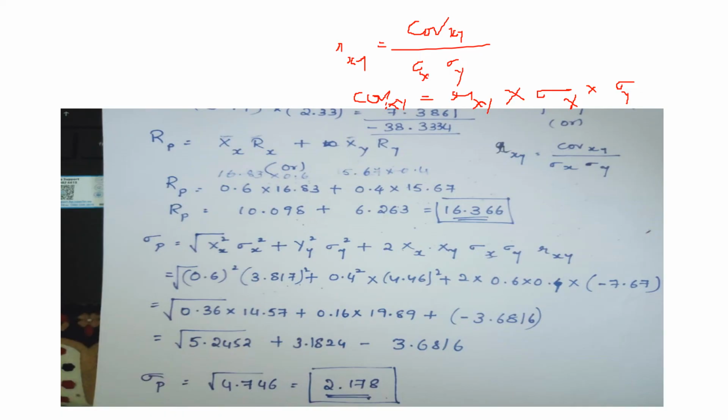So here, if you calculate these values, you are going to get it as it is in minus. So plus into minus, here you will get minus. So standard deviation P, that is the risk of a portfolio, is equals to root of 4.746. That comes to 2.178. So this is about the portfolio return as well as portfolio risk of the two stocks, X and Y.